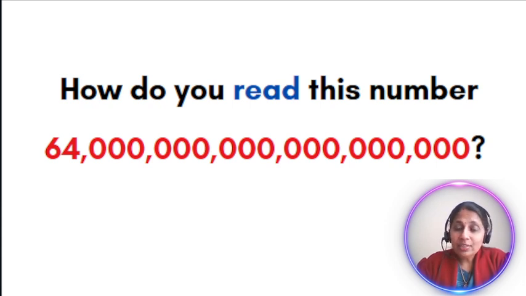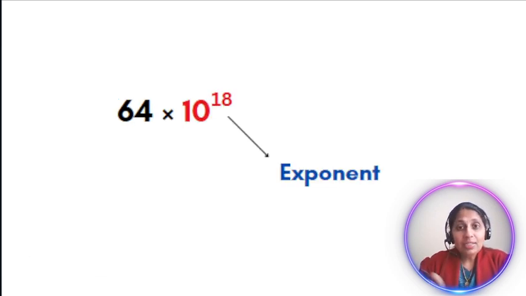So how do we write this number? It can be written as 64 multiplied by 10 raised to the power of 18. Because we have 18 zeros in that number, we can write it as 10 raised to the power 18, and 18 is called the exponent here. Let's dive a little deeper into exponents.